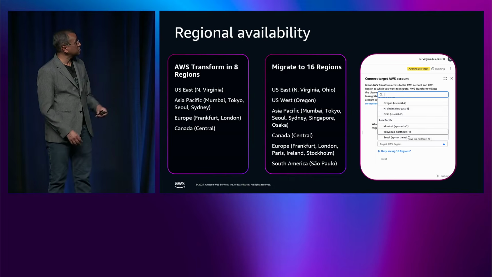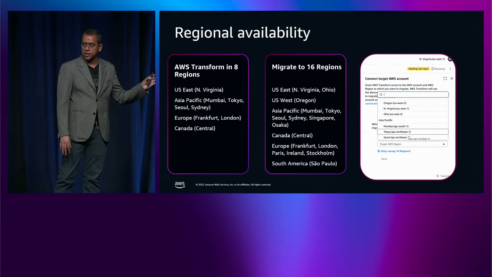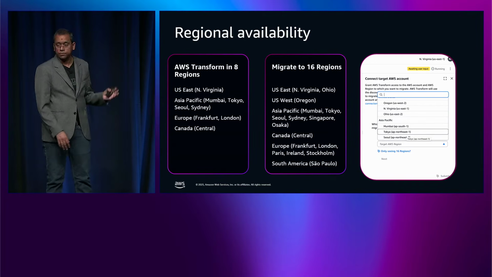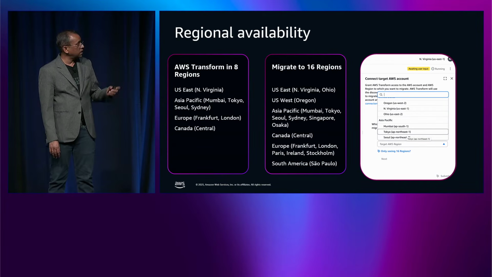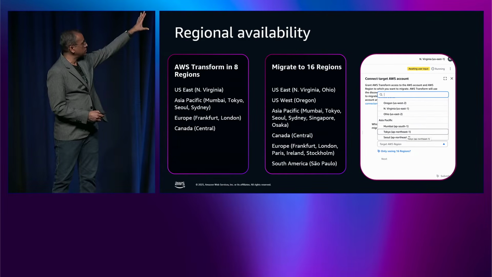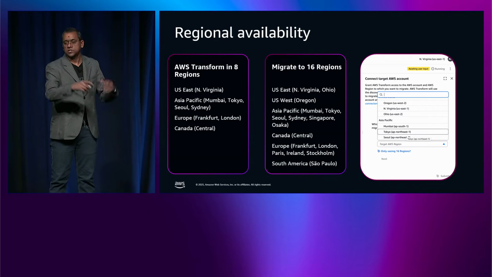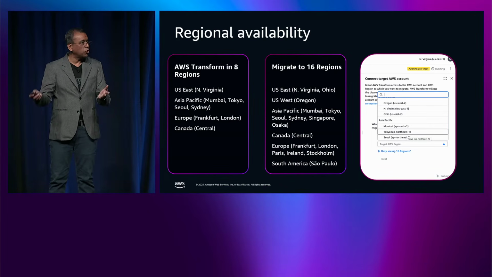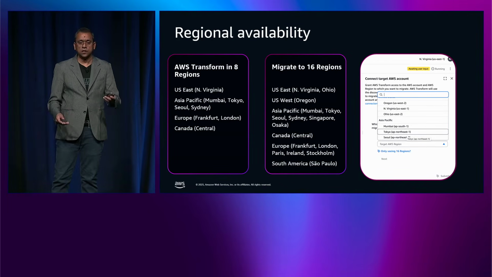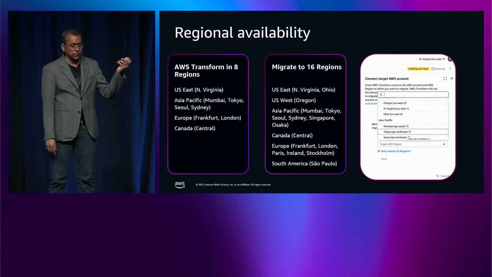So now AWS Transform is available in these 8 regions, covering our Americas, Asia Pacific, and Europe, and the target regions. You can run AWS Transform in these 8, but you have a choice to migrate to 16 regions, and there are more coming. So that's the cross-region migration functionality which we have here.